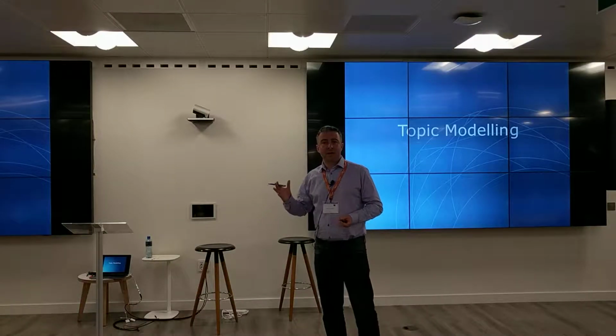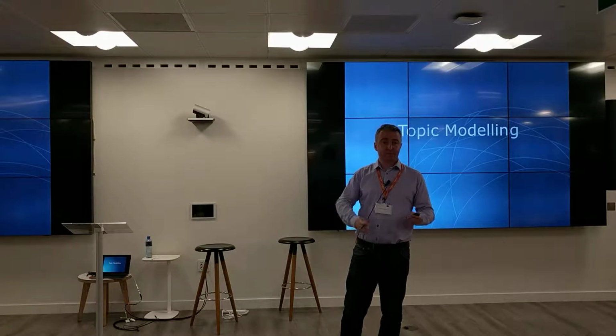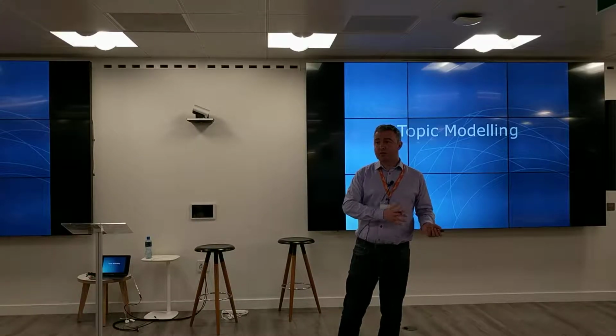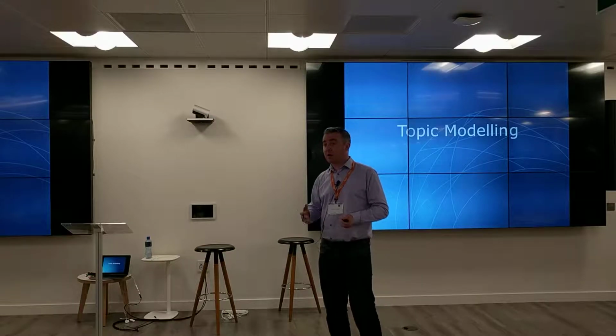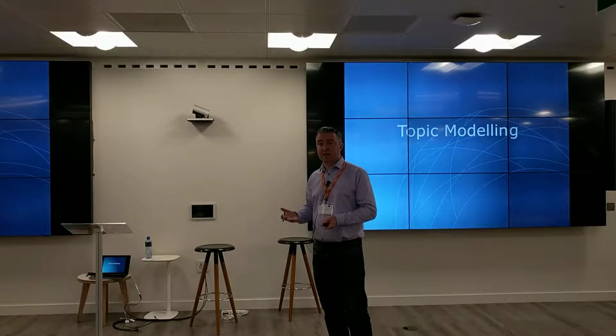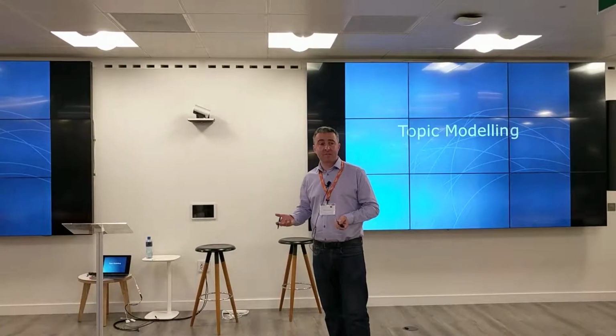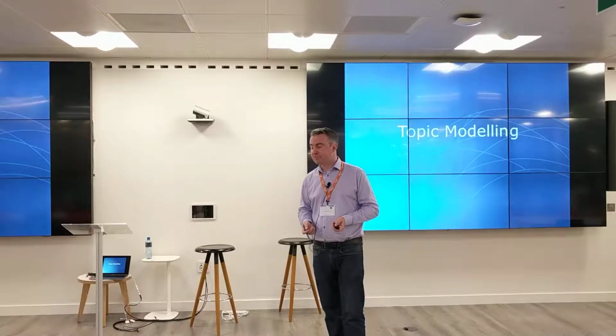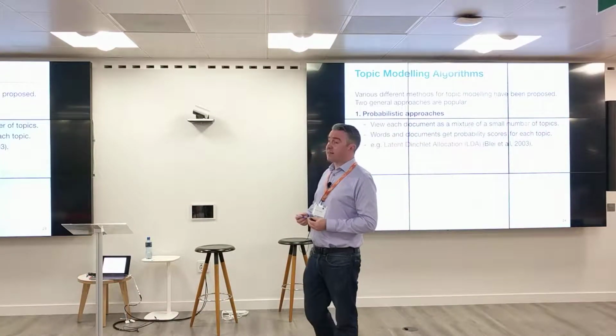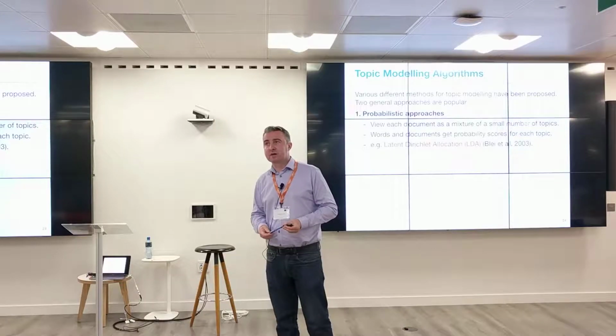So now we have a document term matrix representation. We've gone from our original large collection of text documents to this large sparse matrix, and we'd like to discover what's in that matrix. What are the patterns in that matrix? And this is where topic modeling comes in.